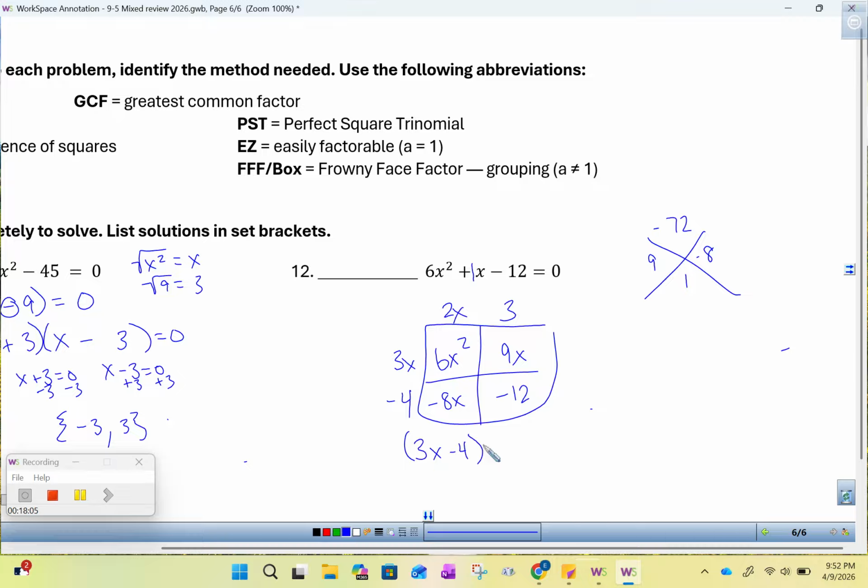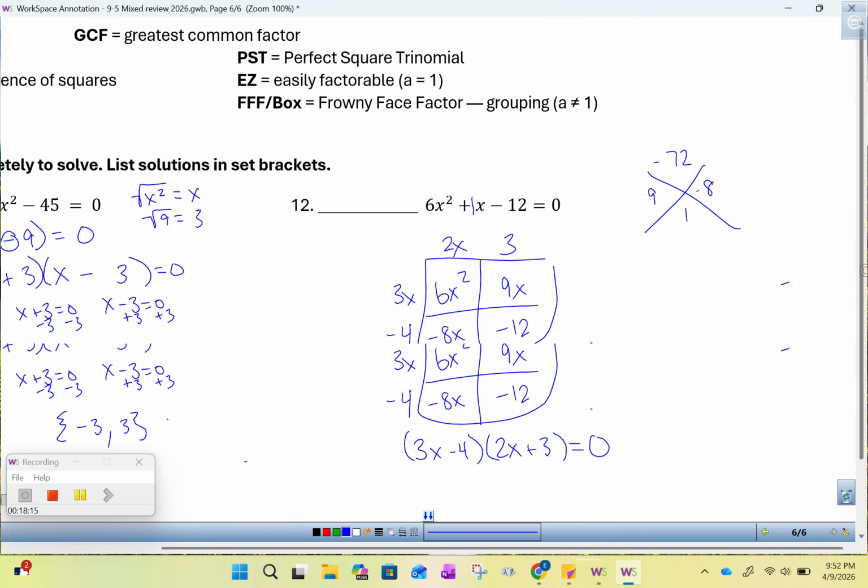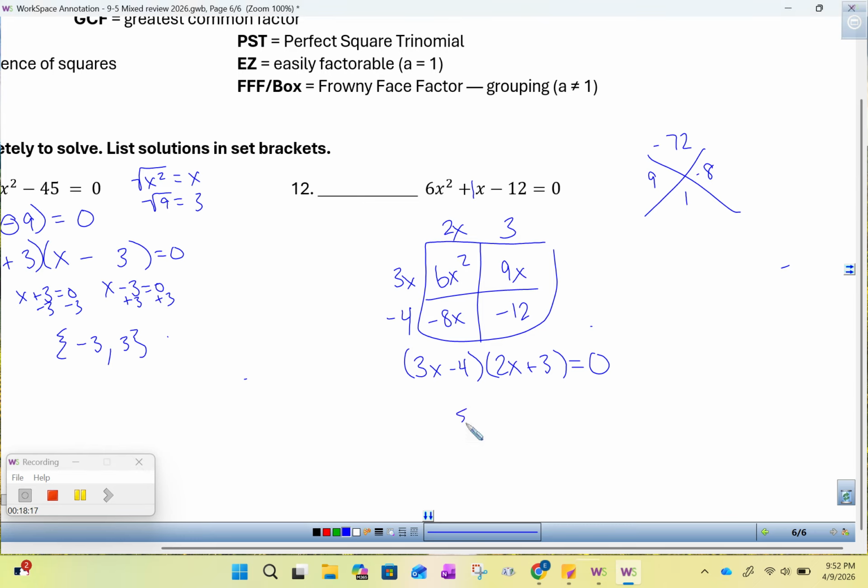So I've got 3x minus 4 and 2x plus 3. Don't forget your equal 0 for factored form. Okay, each of these we're setting equal to 0. Okay, hopefully you got 4 over 3. Opposite of this thing, divide by that thing. Same thing over here, opposite of this, because we're going to subtract it over. And then we have to divide by 2 to get our last two answers.